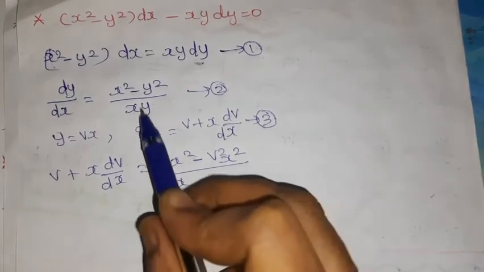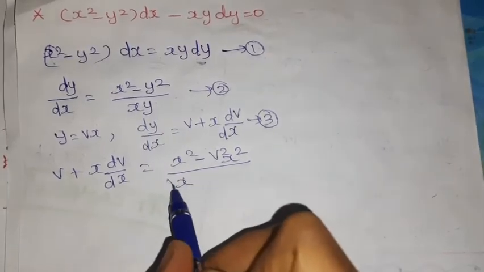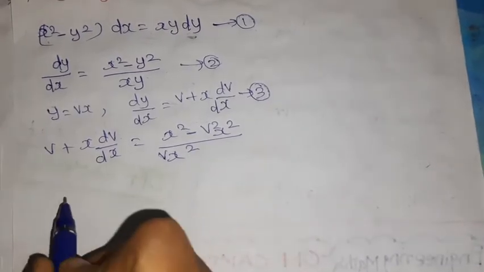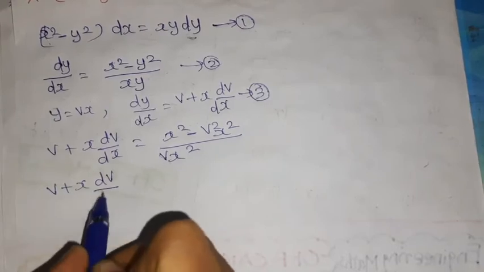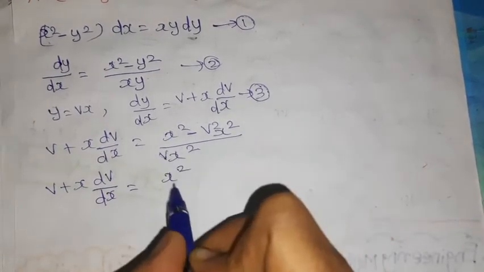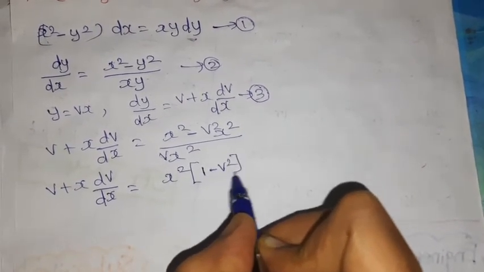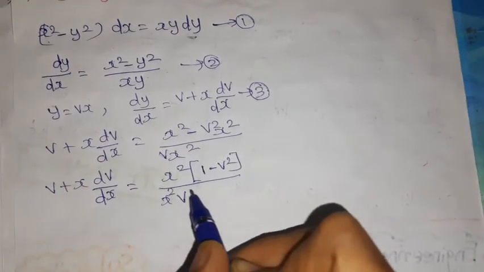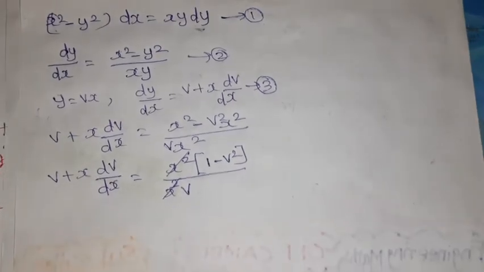Substituting y = vx, in place of y we write x into vx, vx squared. So what will we get by simplifying? v plus x dv by dx equals x squared in common. Here, see x squared in common in numerator and denominator, 1 minus v squared divided by v. Cancel this x squared term in both numerator and denominator.